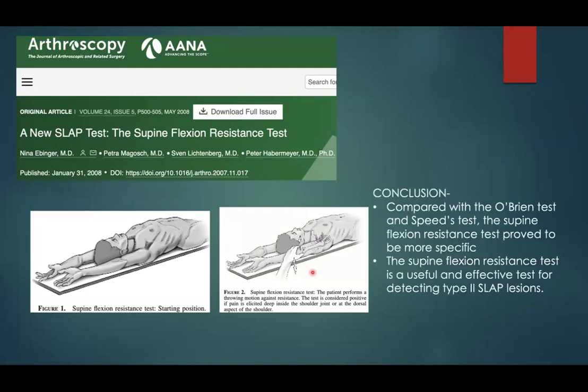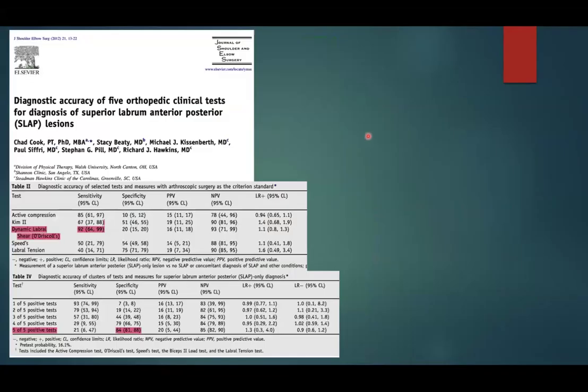The conclusion of this paper was that, compared with the O'Brien test and speed test, the supine flexion resistance test proved to be more specific. This is also a useful and effective test for detecting type 2 SLAP lesions. The high specificity allows, to a great extent, elimination of false positive results as compared to the other tests.